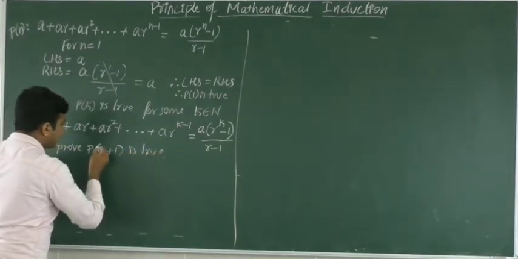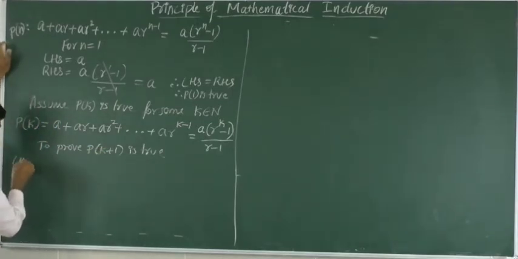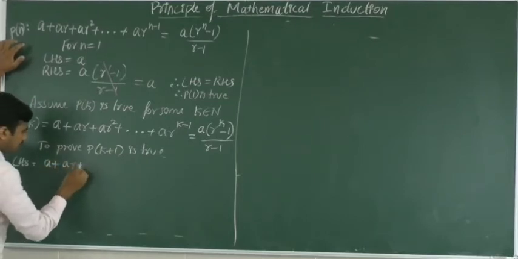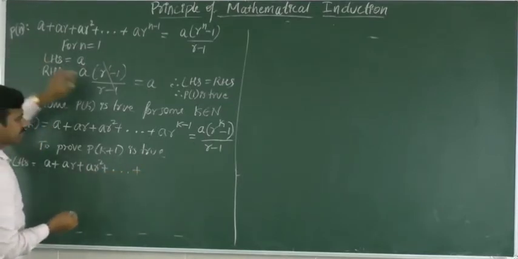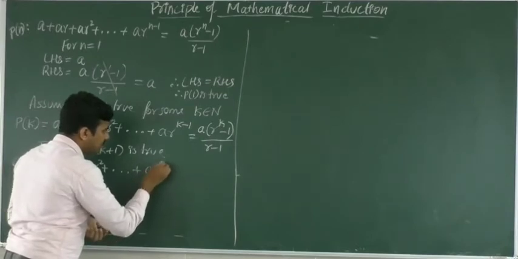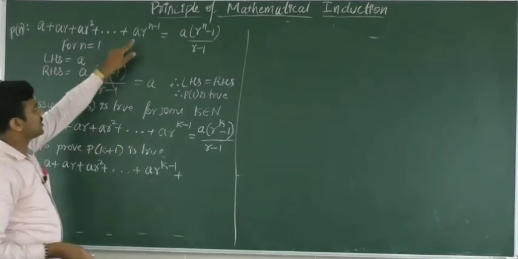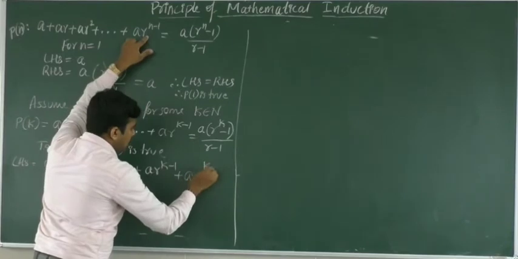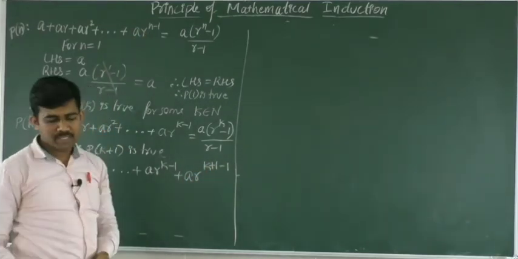We have to consider the left hand side of P of k plus 1. So what is the left hand side of P of k plus 1? That is A plus AR plus AR square plus so on. The kth term is AR to the power k minus 1. And now what is the k plus 1th term? AR to the power k plus 1 minus 1, because n is replaced by k plus 1.